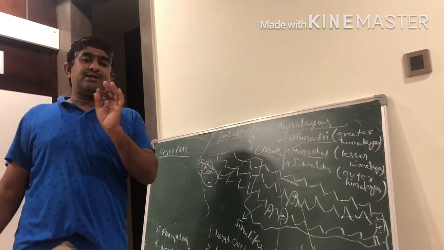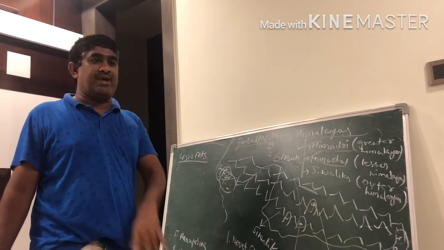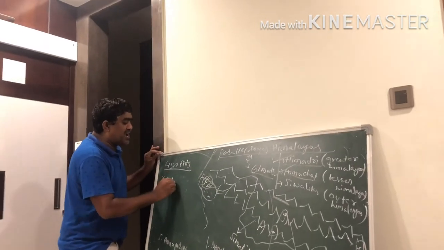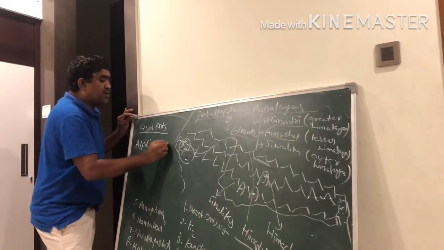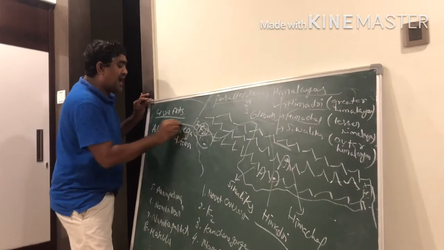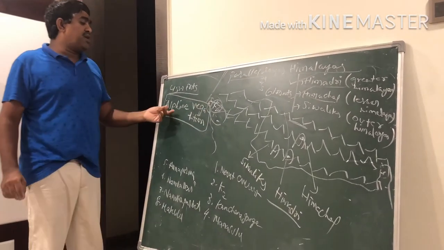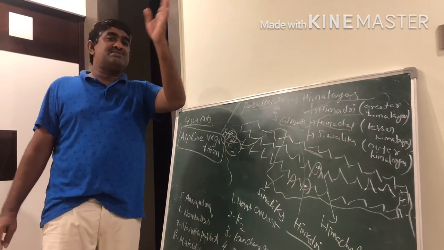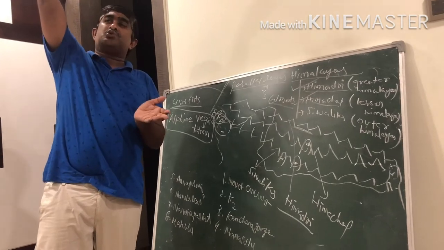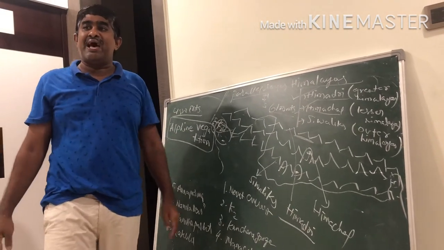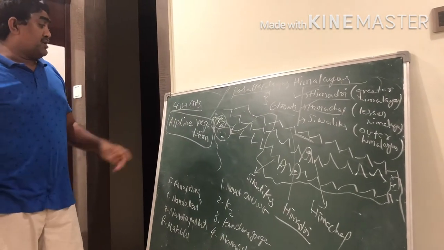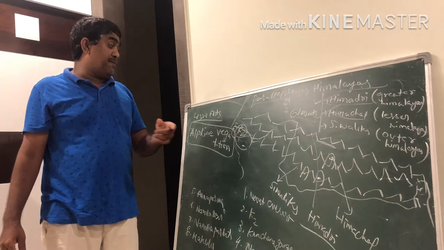Here you can see a little bit of vegetation. Vegetation means plants growing. The vegetation found here is known as alpine vegetation. Alpine vegetation. What do we call alpine vegetation? If the vegetation grows at higher altitudes, that vegetation is called alpine vegetation. And this alpine vegetation gives a lot of revenue to all India, my dear.